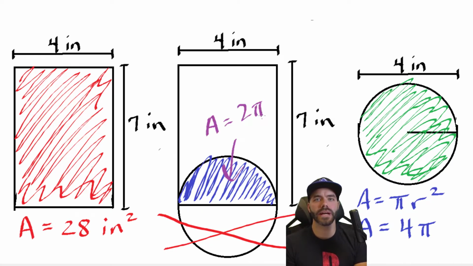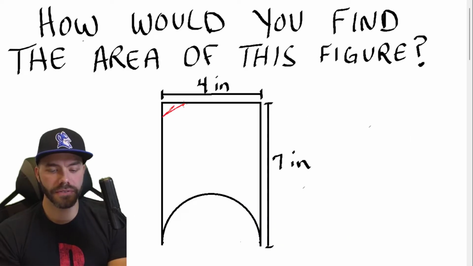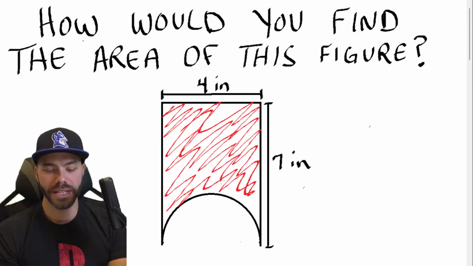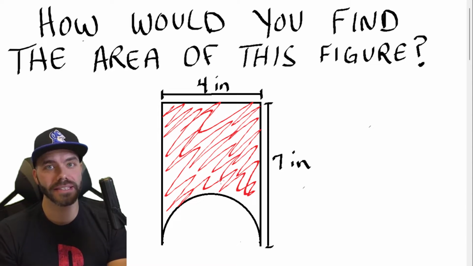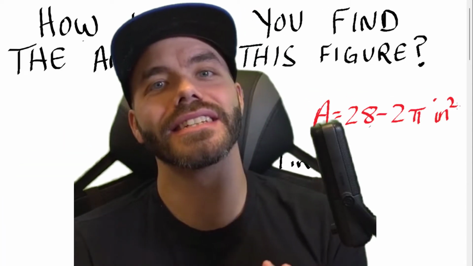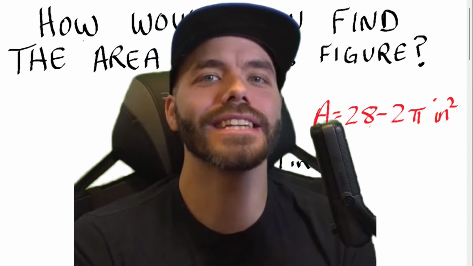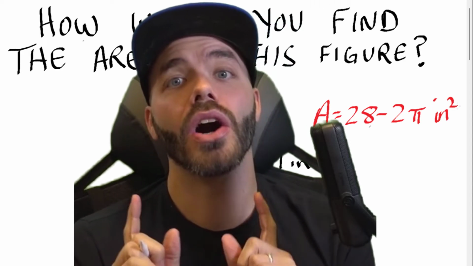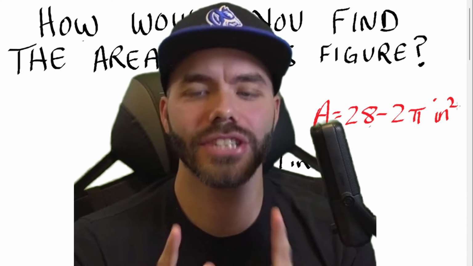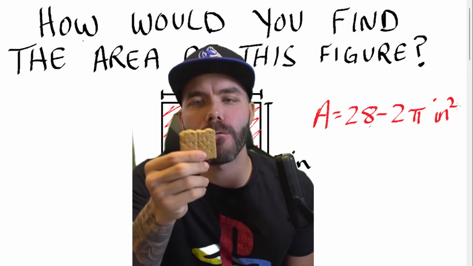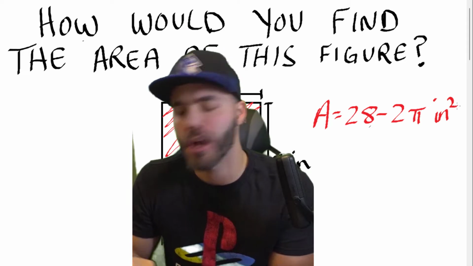Okay, so now let's go back to the figure. The area of this figure right here would be the area of that rectangle minus the area of that semicircle. How does this translate into the idea of area between two curves? Let's check that out. That didn't work. Let's try it again.